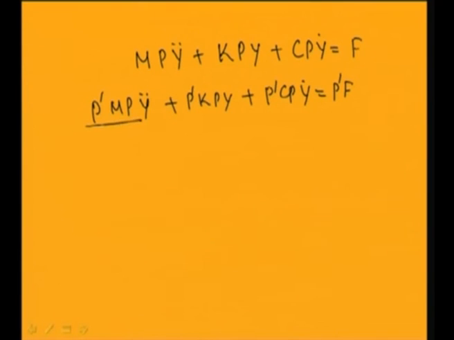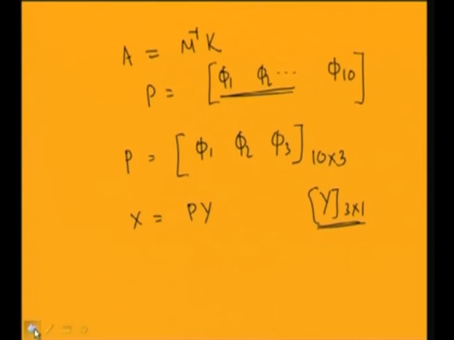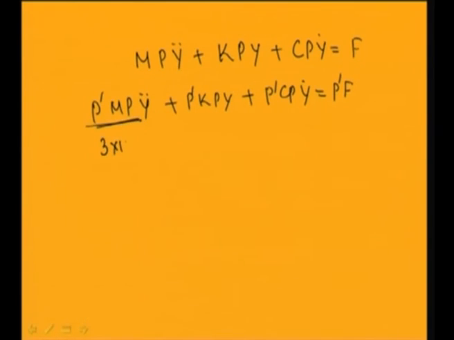Now I can write, by pre-multiplying by P transpose: P transpose M P y double dot plus P transpose K P y plus P transpose C P y dot equal to P transpose F. Now you can check that this P transpose M P is a diagonal matrix of 3 by 3. So P is 10 by 3, so P transpose will be 3 by 10. So this becomes 3 by 10, and M is 10 by 10 and this P is 10 by 3. So this becomes a 3 by 3 matrix. Similarly, P transpose K P is 3 by 3.